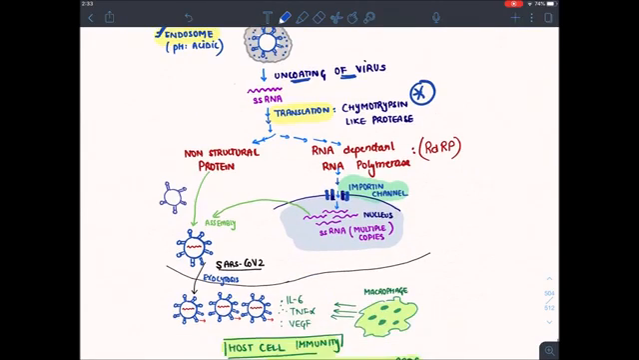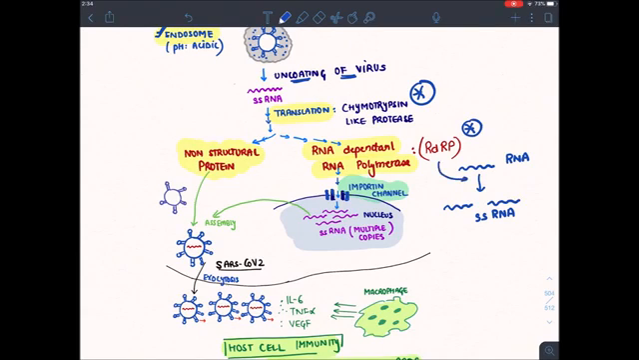Now when it undergoes translation, it forms different proteins. Some proteins are non-structural proteins, no need to remember. But what you have to remember, it forms a protein known as RNA dependent RNA polymerase. So you have to remember this word, RNA dependent RNA polymerase. The function of RNA dependent RNA polymerase is to form multiple copies of single stranded RNA from single stranded RNA. So this is by this enzyme.